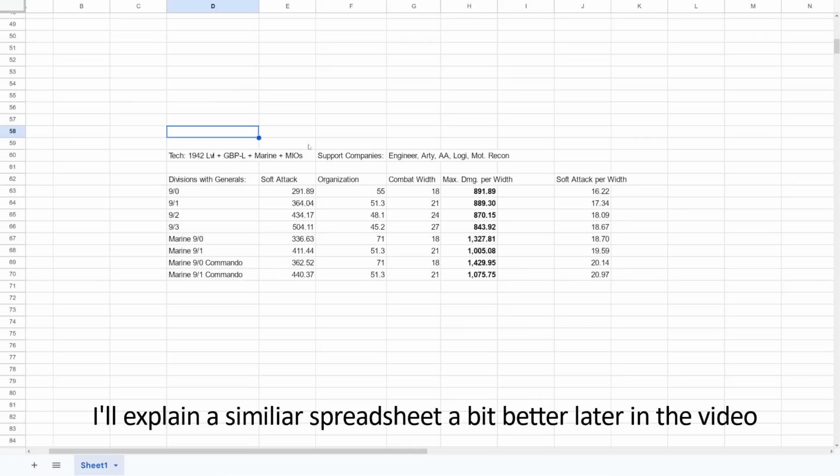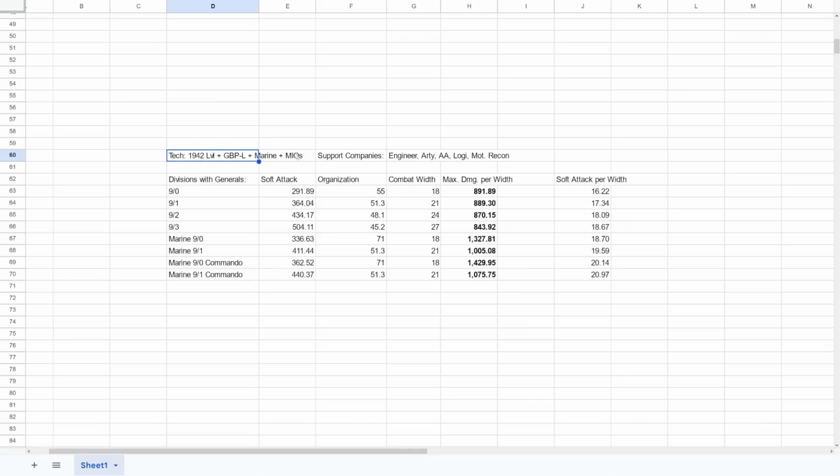I've made another spreadsheet right here with 1942 level tech, GBP left, all of the marine doctrine, and some of the basic MIOs you would probably get, with the same support companies and same division templates. Now this is with the generals as well. Now what we do see here is that the maximum damage per width only goes down when you add each line artillery piece. There is no increase from 9.0 to a 9.1. And when you look at the Marines, it becomes even worse. Like, it's a huge fall when adding a piece of line artillery, as well as its soft attack per width being even lower.